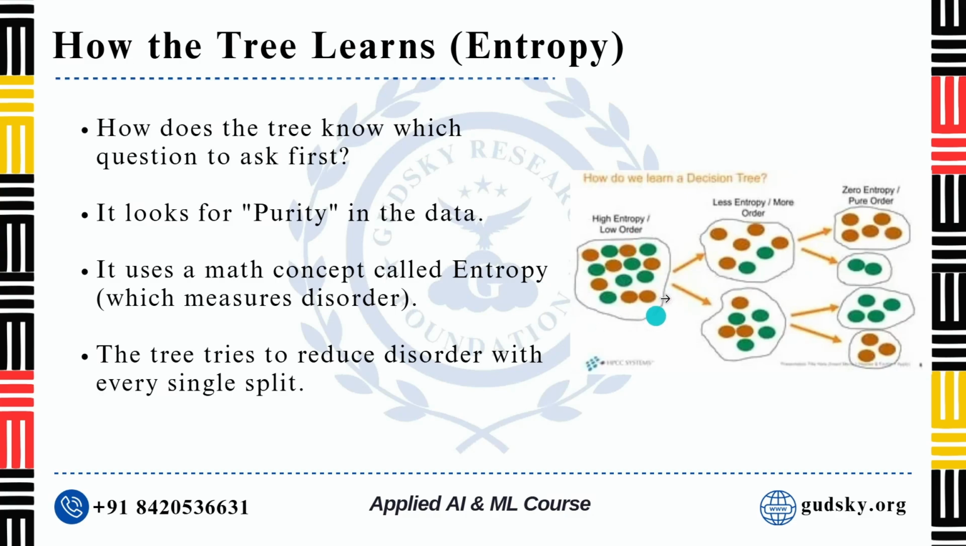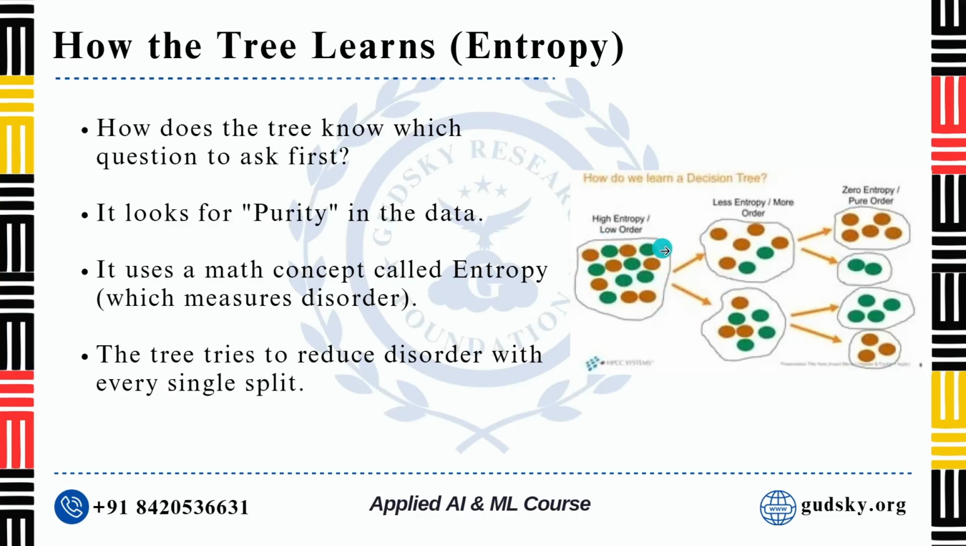Here you can see the entropy, the disorder. There are two different classes intermixed with each other. They are not in any specific sections or in any specific order. They are just in disorder. That's why this is the entropy. The tree wants to reduce the disorder. It picks questions that turn the noisy mix of buyers and non-buyers into clean and separate groups.